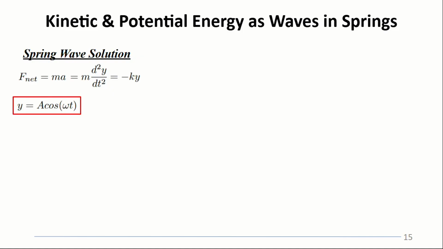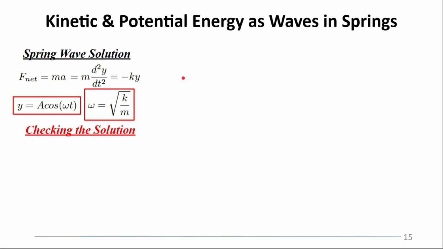And a good guess for the solution to this particular equation right here, this is known as the differential equation, by the way, is this, where you have y is equal to a times the cosine of omega t, with omega being equal to the square root of k over m. And cosine or sine works for this sort of differential equation, but we're going to be sticking to cosine for now. And to confirm that this sinusoidal function works, we're going to check the solution.